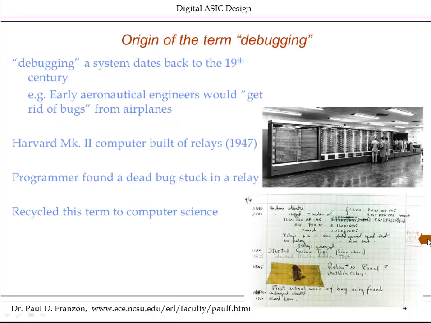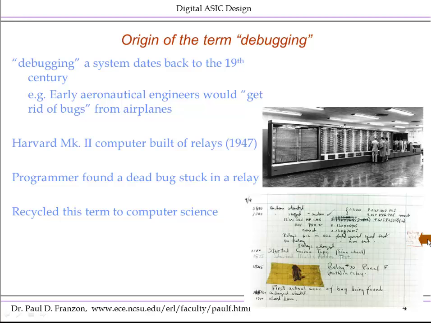I want to briefly discuss with you the origin of the term debugging. It's actually a little bit of a myth that the term debugging arose with the early computer industry, with the early university-based computers that were used to calculate artillery tables and so on. In fact, the term has been around for quite a while. For example, early aeronautical engineers would talk about getting the bugs out of their airplane design.